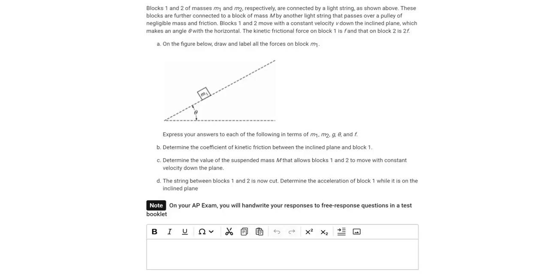So, normal force perpendicular, so this is the normal force. So it moves down, so the friction force goes here, and then the tension force also goes here, and then finally gravity is like this. So that's part A.